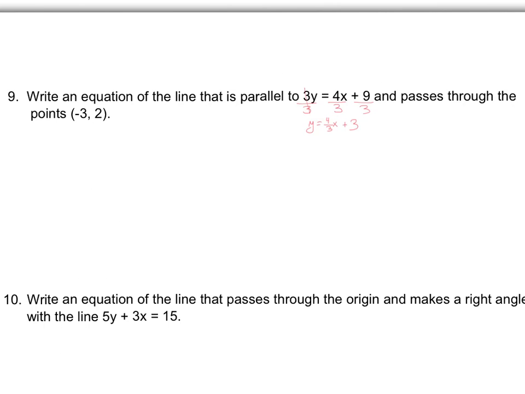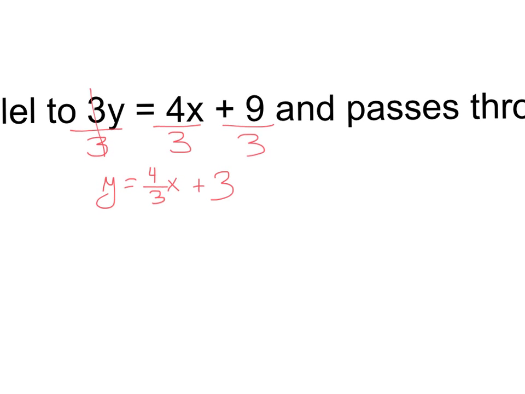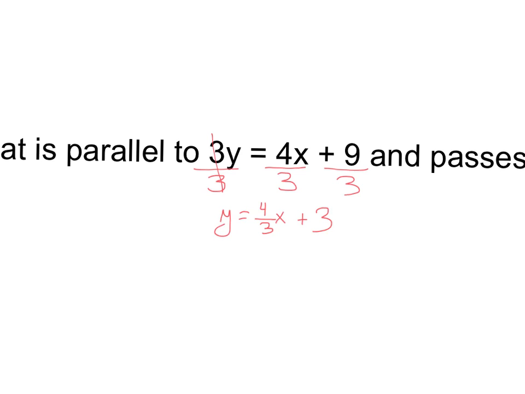Here I'm asked to write an equation of a line that is parallel to 3y = 4x + 9 and passes through a certain point, (-3, 2). Now that isn't in y = mx + b form, but you can see that I divided through by 3, and just with that one step I put it into y = mx + b form. So I know that my slope is 4/3 now. And since I'm looking for a line that's parallel to that, I want that same slope in my new line because parallel slopes will be equal.